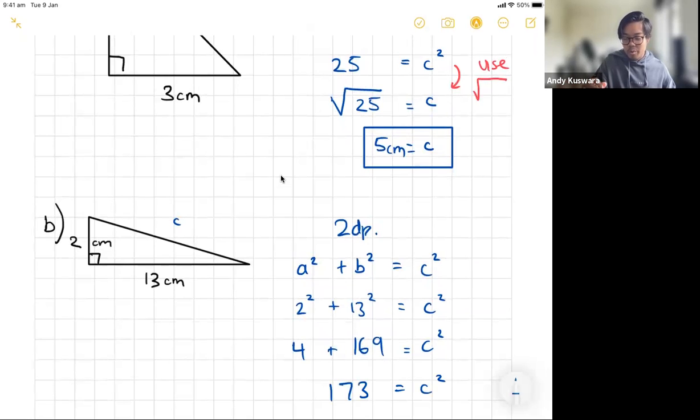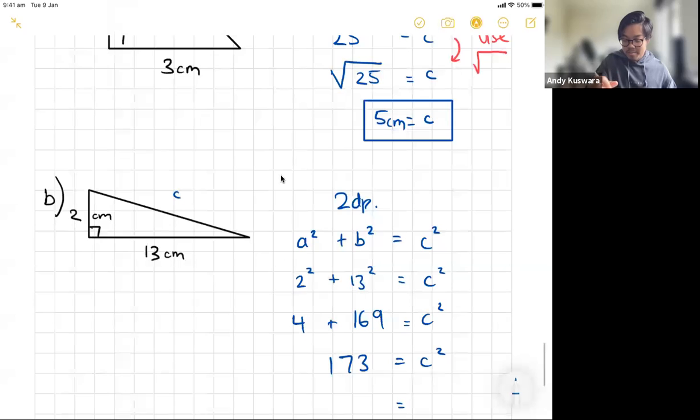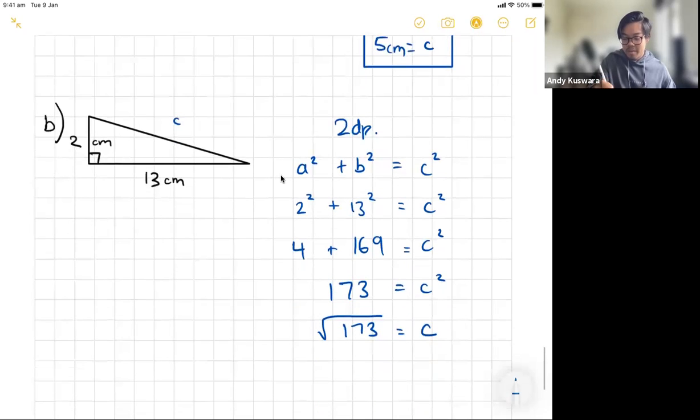Now remind me again, what do I do to get down? I don't want c squared, I just want to find c. I'm going to have to use the square root. So c is just going to be the square root of 173. And that one I will need a calculator because I can't tell you off the top of my head. Square root of 173. c is going to equal 13.15, to 2 decimal places. I've rounded correctly and it's going to be centimeters.